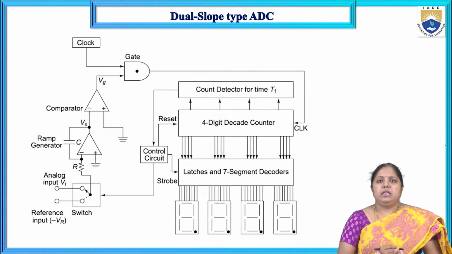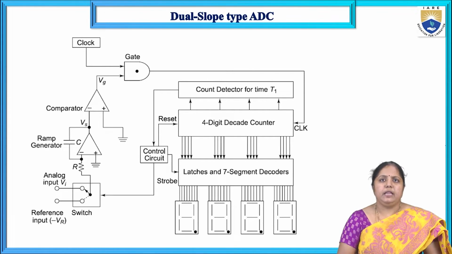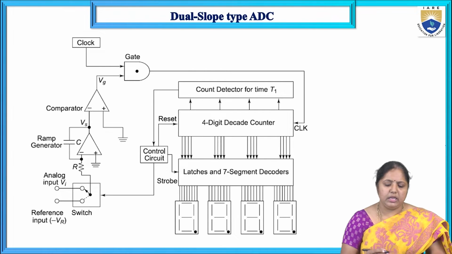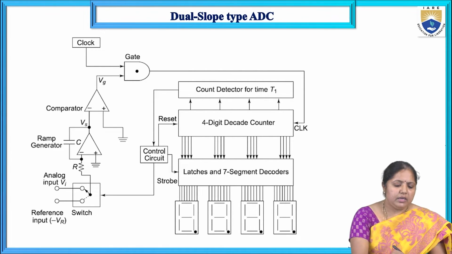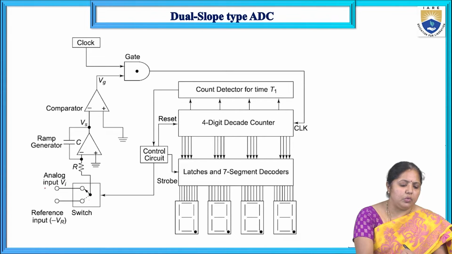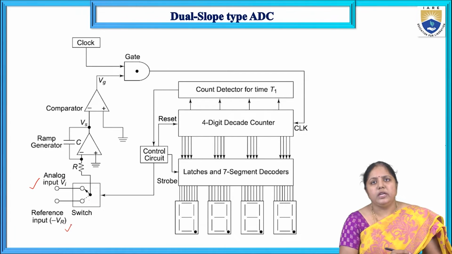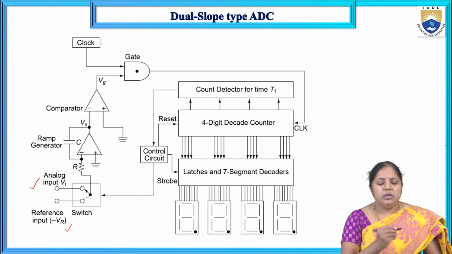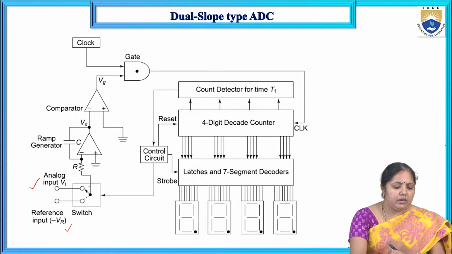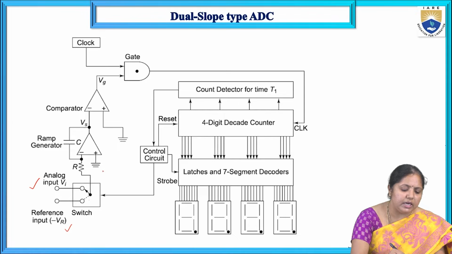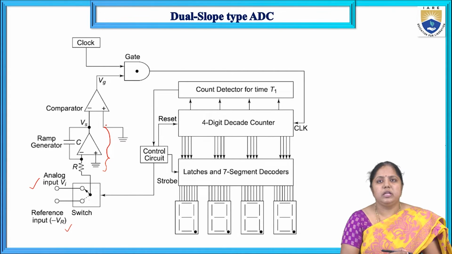So this is the basic diagram of the dual slope ADC. First observe what is going on. Here we are taking one switch arrangement. The switch one time can be connected to the analog input, another time it will be connected to the reference voltage. Next, based on the type of input, that input goes to a circuit. Just identify, what is this circuit?